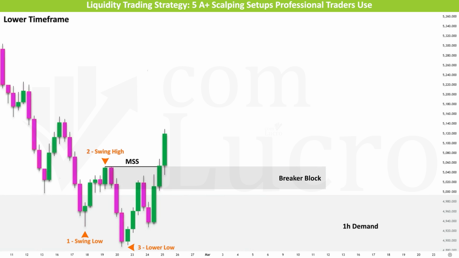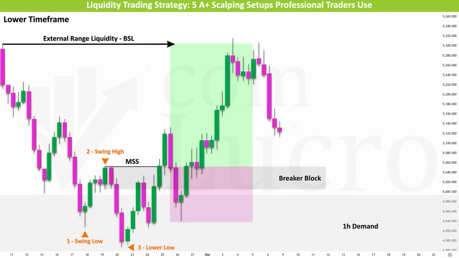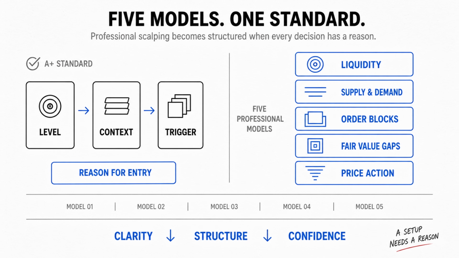It is a trade where the level, the context, and the trigger all agree before you click, and where you can name every reason you are in it. In this video, we are going to break down 5 A+ scalping strategies professionals use to read liquidity, supply and demand, order blocks, fair value gaps, and price action with more structure and confidence.